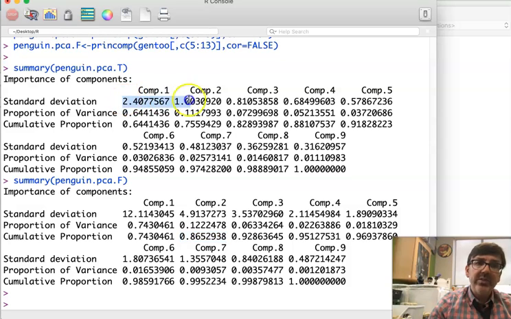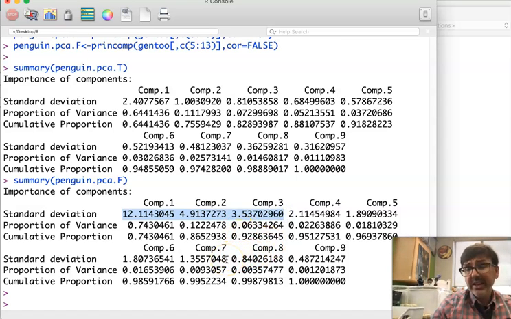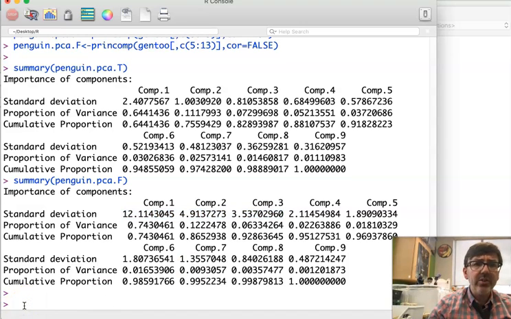In that case, you would say 1 and 2 is sufficient because they both have standard deviations greater than 1. Everything below it. If you're looking at this other one, that takes us all the way down to component 7. So these different rules are useful, but they don't always give you the same results.